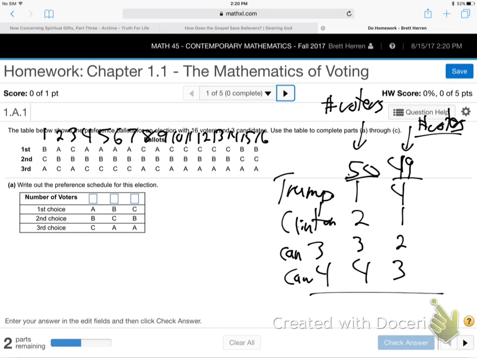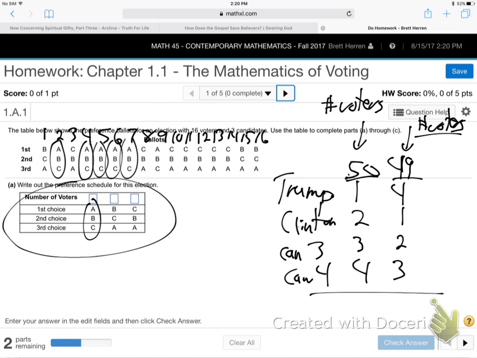And we're supposed to summarize it right here. They want us to give a tally, a summary of things. So how many voters voted ABC? Were there 6? Let's circle them. 1, 2, 3, 4, 5, 6. Yep. So you put the 6 right there. That's what they want you to fill in the box. 6 people had A as their first choice, B as their second, C as their third.